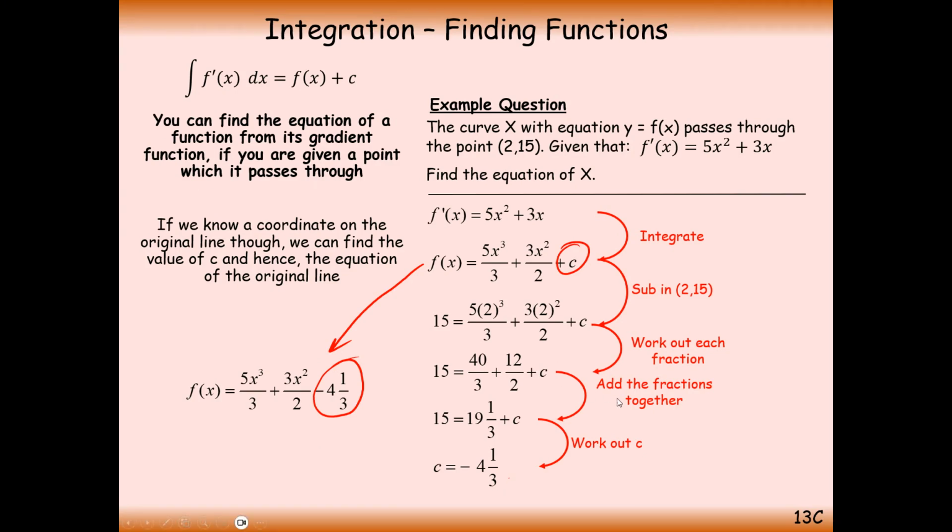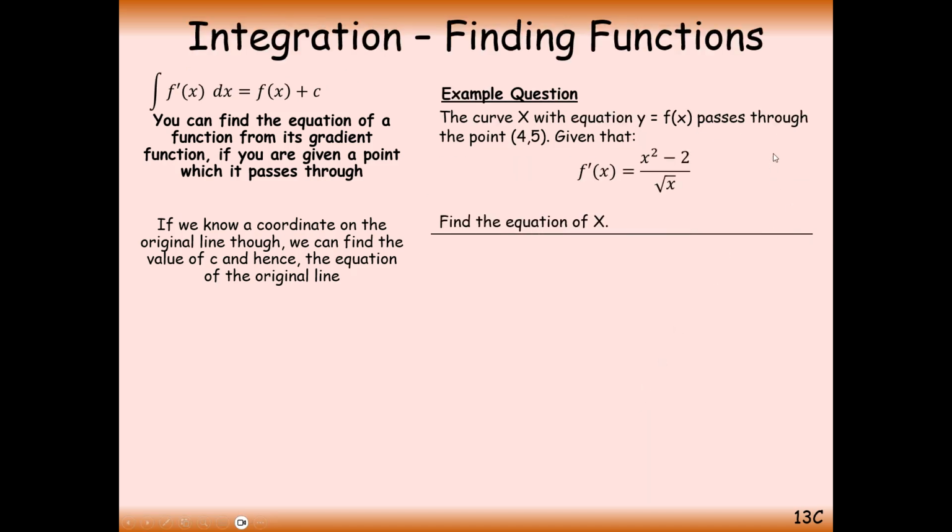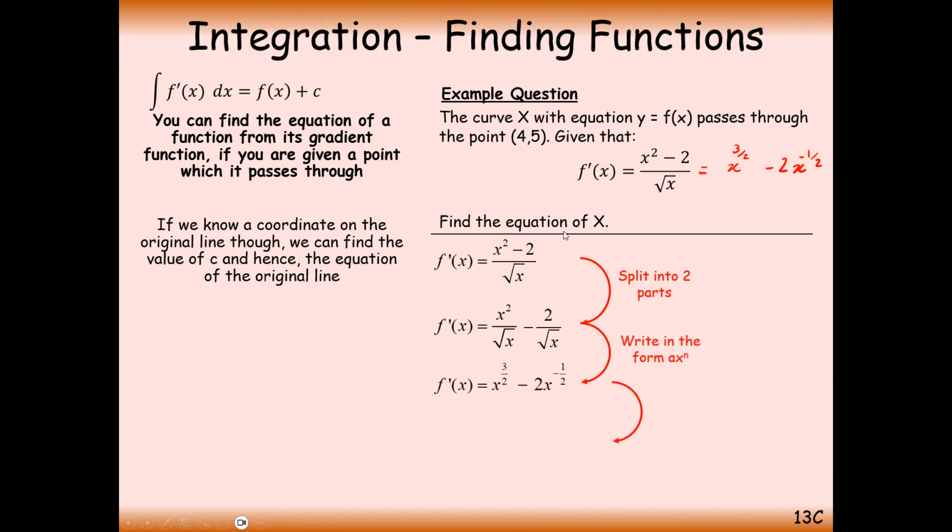Okay, so let's have a look at yet another example. In this case, we will integrate this function here. We can rewrite it first of all as 3x to the power 3 over 2 minus 2 times x to the power minus a half, so that integration will be easier. Now we are integrating, so it means adding 1 to the power and dividing by the new power.